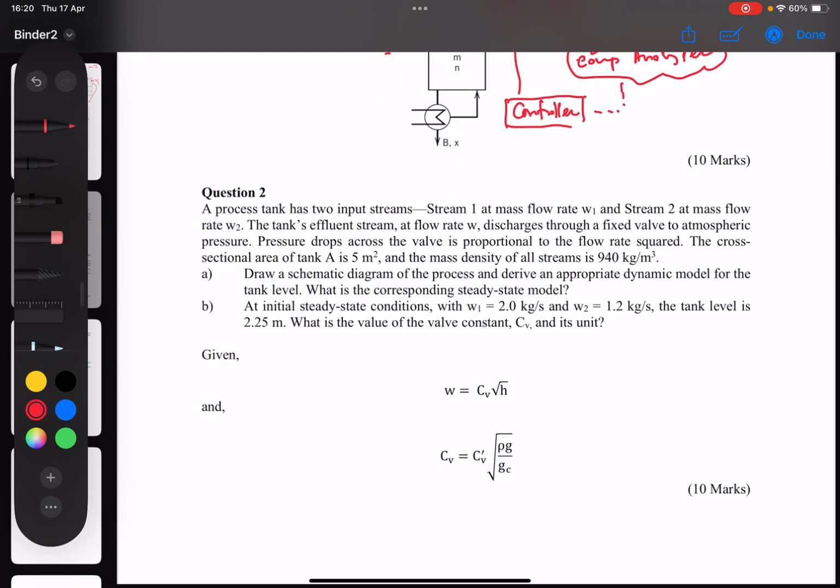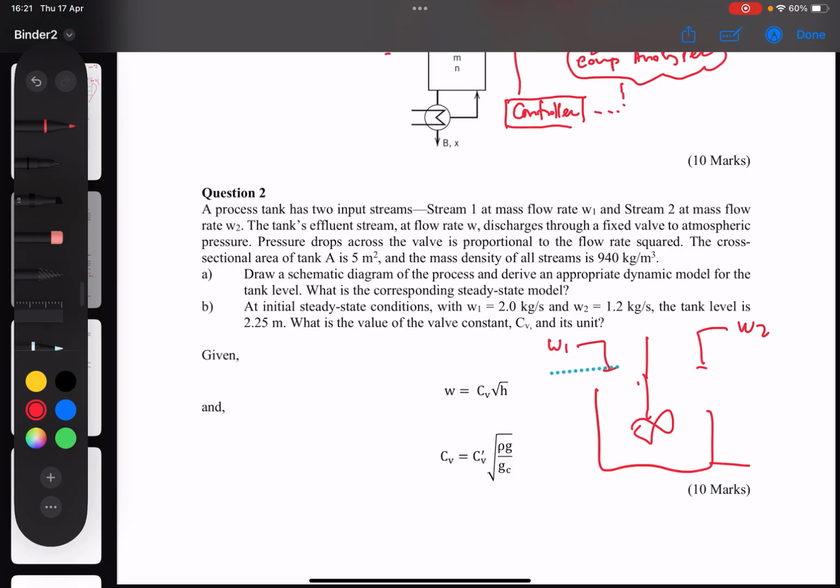Alright, now I'm going to take a look at question number 2 for the assignments. A process tank has 2 input streams. Stream 1 at the mass flow rate of W1, and stream 2 at the mass flow rate of W2. Alright, it looks something like this. Mass flow rate is going to be W1 and then W2. The tank effluent stream at the flow rate W discharges through a fixed valve, so at W here we have a valve, looking something like this.